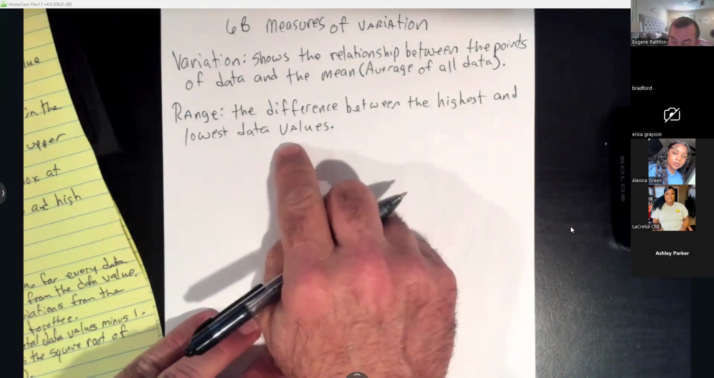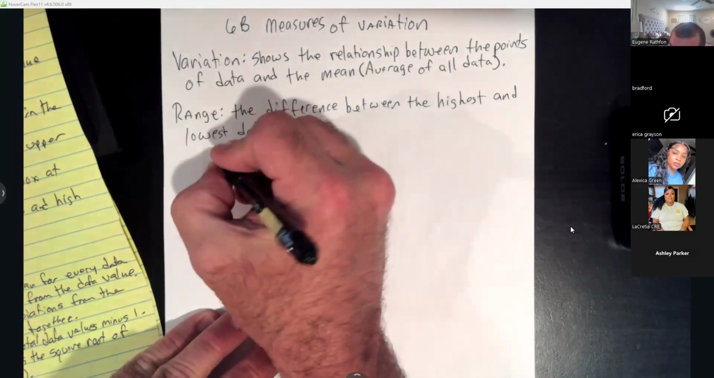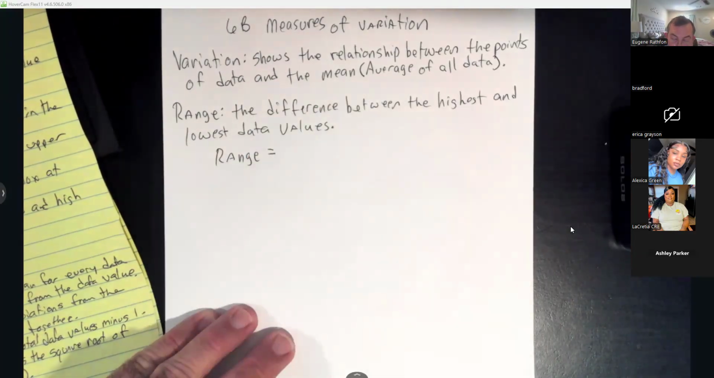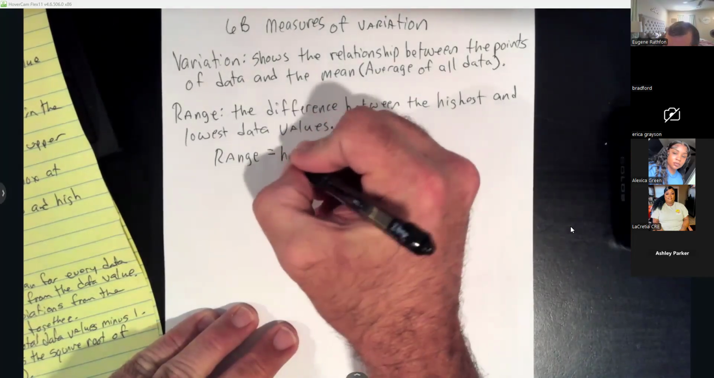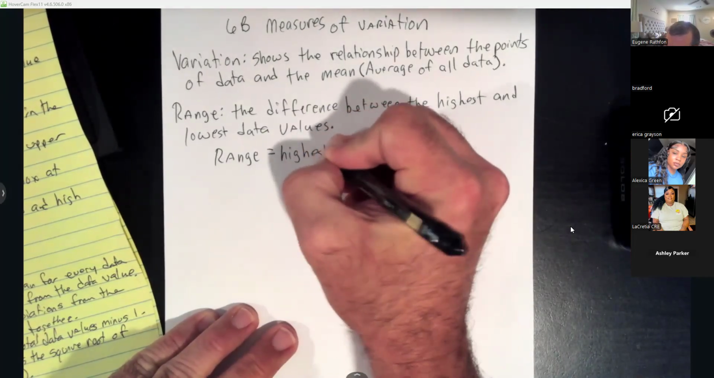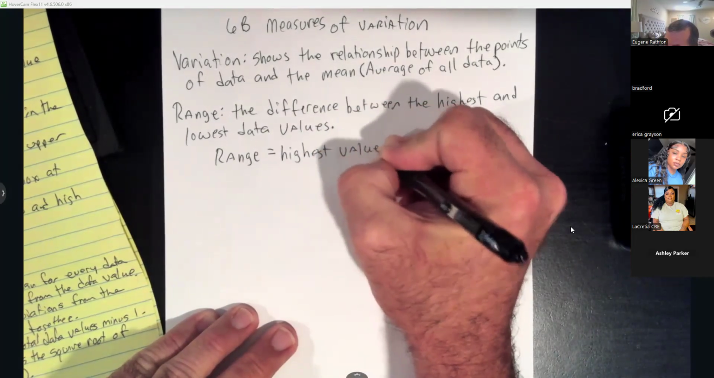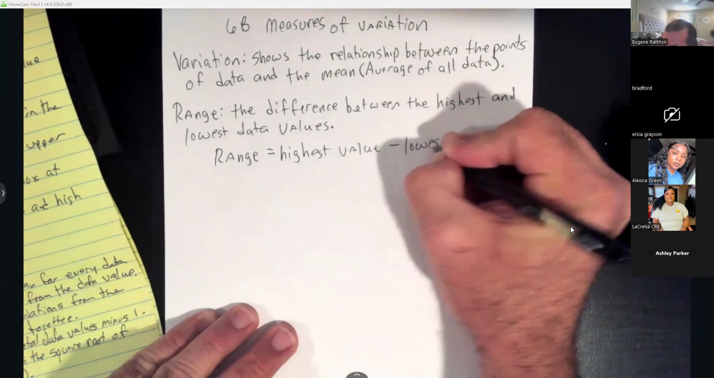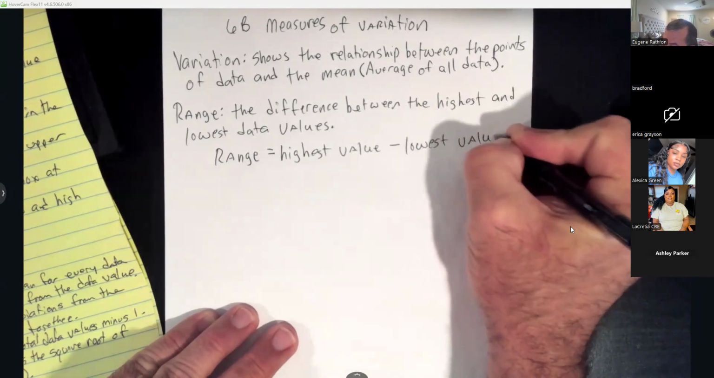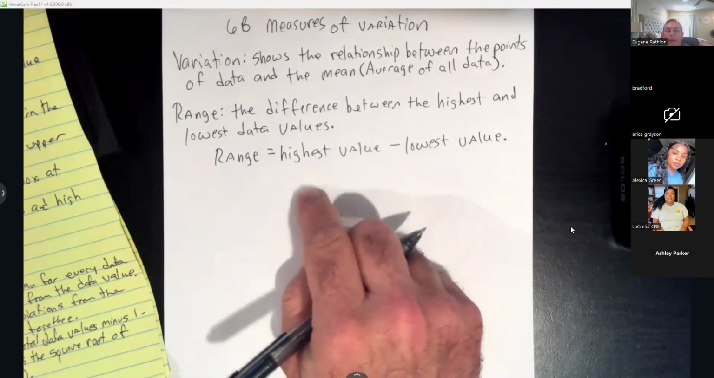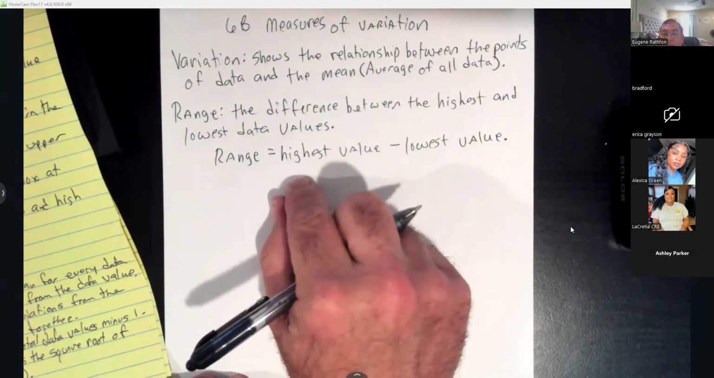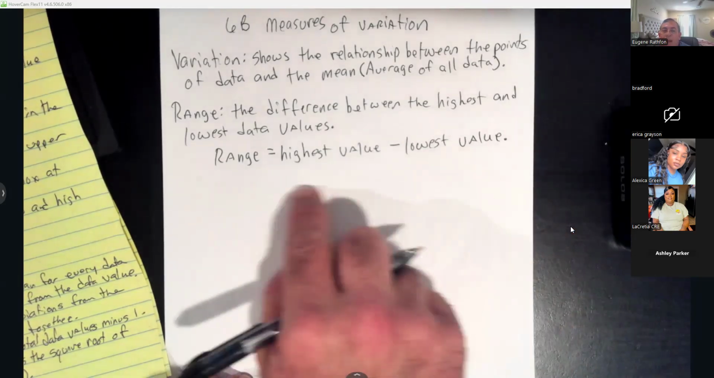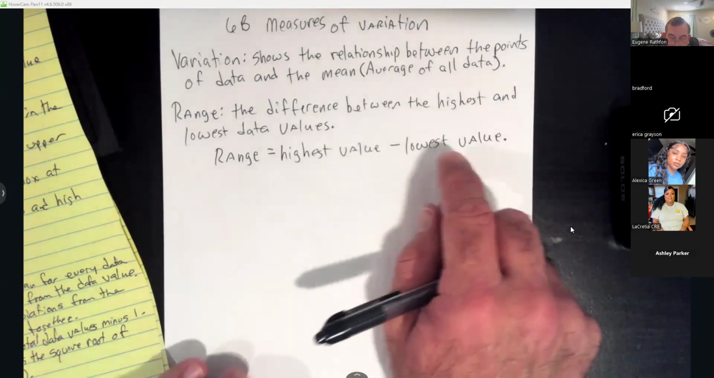All right, so to calculate the range will equal my highest value minus my lowest value. Okay, so whatever your highest data point is, you take that and you will subtract your lowest value, and that'll give us the range for our data. Okay.